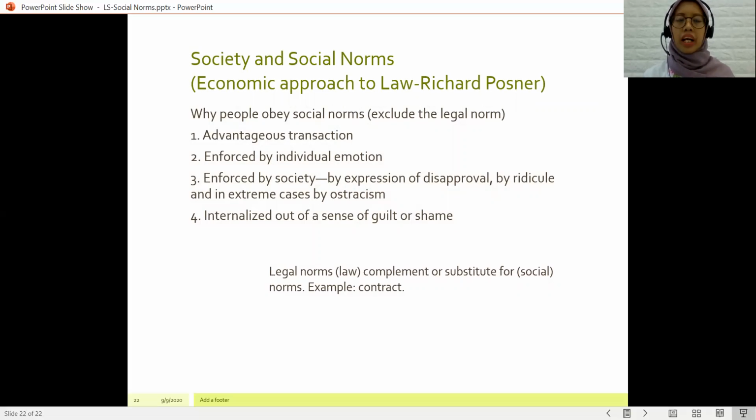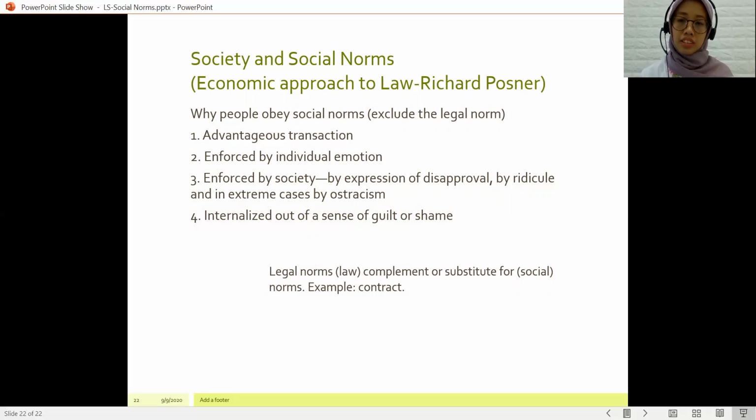So when I say that legal norms provide stricter and also immediate sanctions with the expectation of a deterrent effect, the question is whether without the presence of legal norms, other social norms do not function. That's not the conclusion. The conclusion is that legal norms complete other social norms. Other social norms still work on their own, right? So why do people follow those kinds of social norms, although they don't have immediate sanctions? According to Posner, there are four reasons.